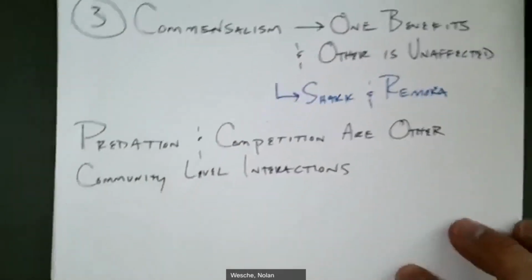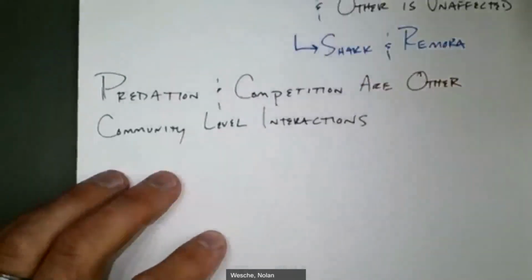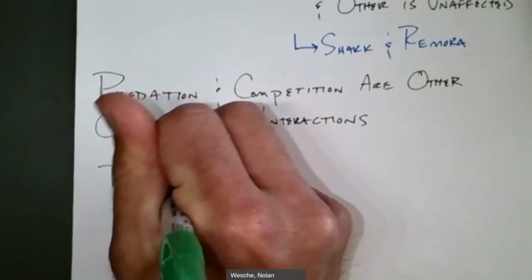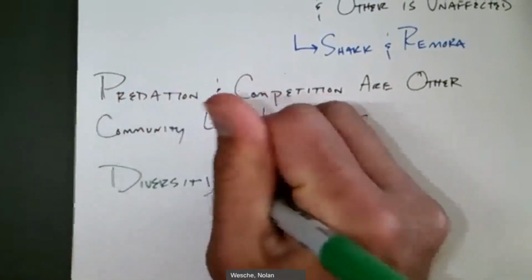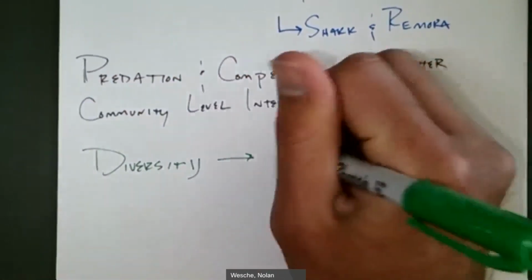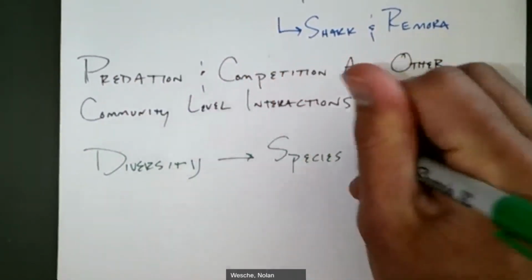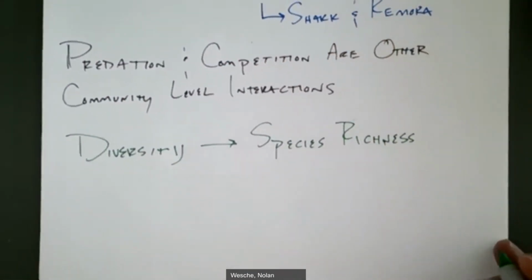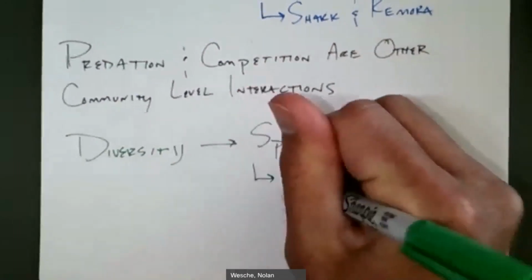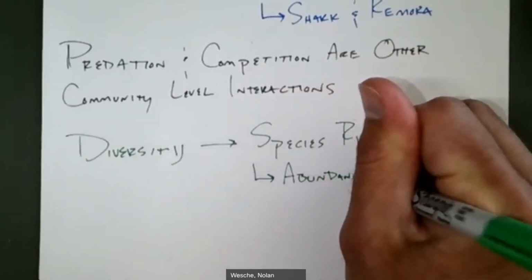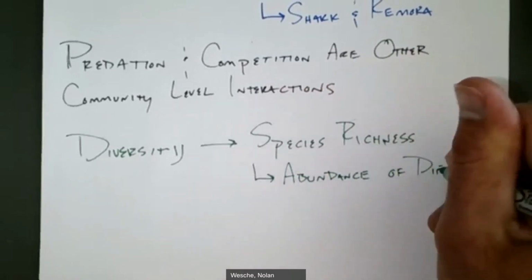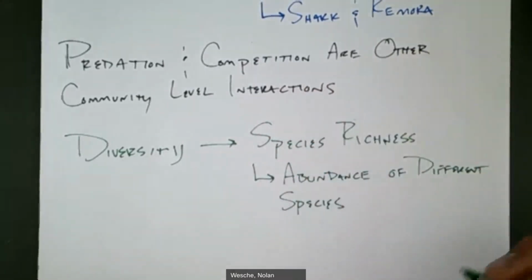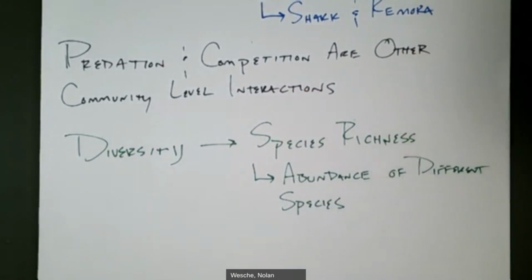From there, we're going to look at what we call diversity. So community diversity, or in terms of ecology, diversity. And diversity in terms of ecology is species richness. So species richness, an abundance of different species essentially is what we're looking at. Abundance of different species. And we'll look at a good example of this in the impact.